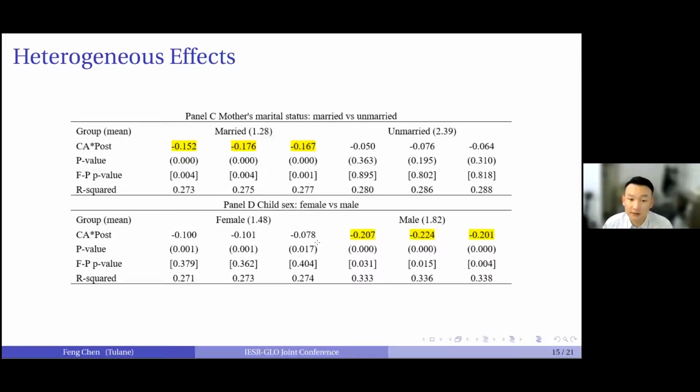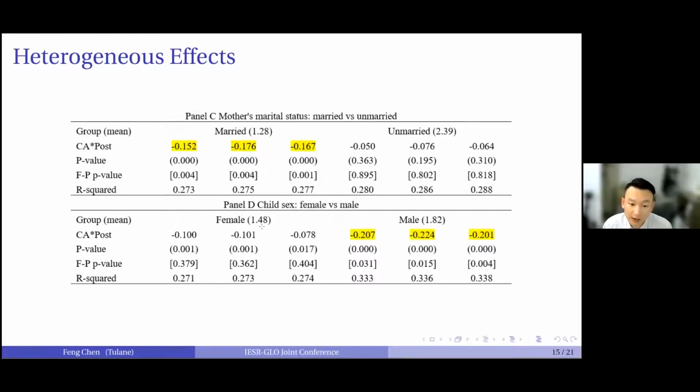I also looked at married versus unmarried mothers, and I found a significant negative effect for married mothers. This is because for California's paid family program, not only mothers can claim benefits, but fathers can also take leave, even though the take-up rate of fathers is lower than that of mothers.